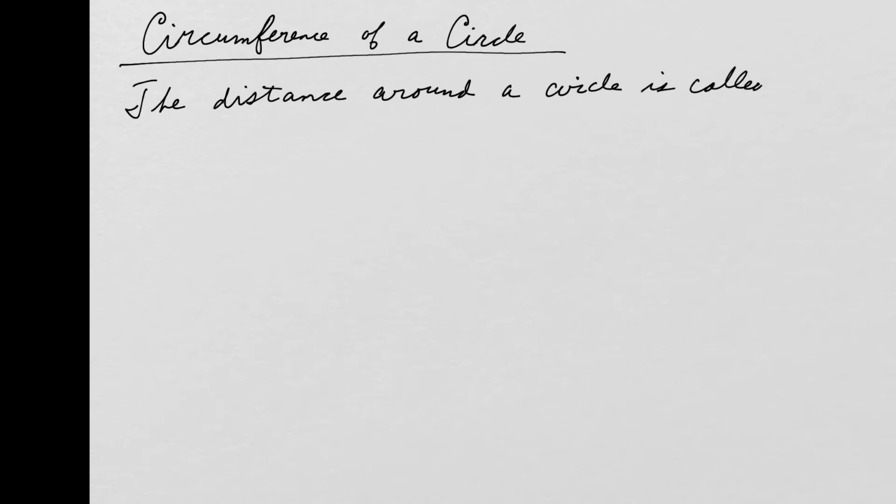So, circumference of a circle. The distance around a circle is called its circumference.